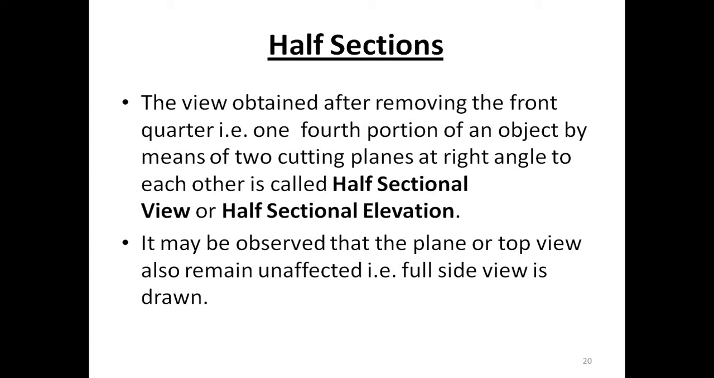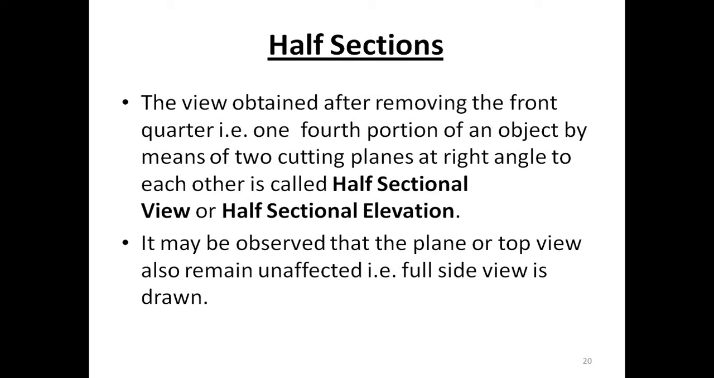Such types of views are useful where some holes are inside that 90 degree portion, and for that, a full section is not useful, and in such a case, half section is taken. And that half section is taken like that. The two cutting planes are at right angles, and that one-fourth portion of the object is taken. Again, it may be observed that the plan or top view also remains unaffected, that is, the full top view is drawn.